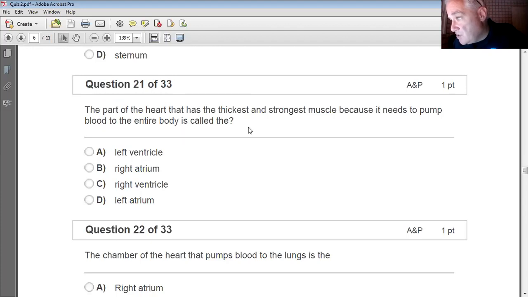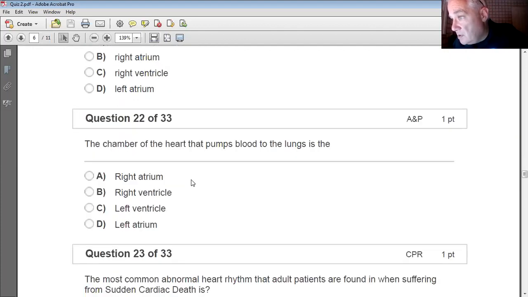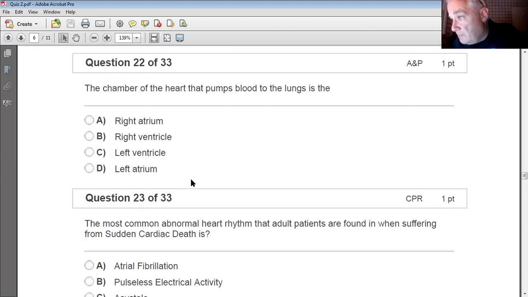The part of the heart that is the thickest and strongest muscle because it needs to pump to the entire body is the left ventricle, because that's pumping to the aorta, which is your largest artery, bringing blood to all the rest of the arteries of your body. Okay, the chamber of your heart that pumps blood to the lungs is your right ventricle. So the right side of your heart pumps to your lungs, and the left side of your heart pumps to your body.